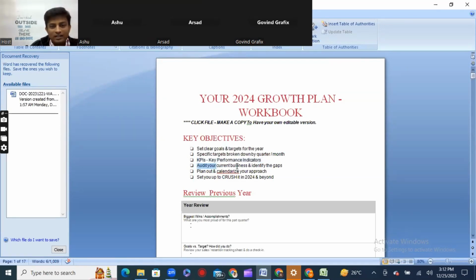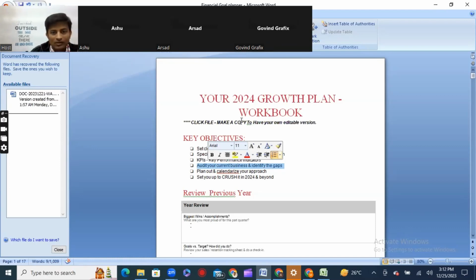Then we will audit the current situation and identify the gaps. We will constantly audit our goals, that is tracking. So where is our current situation and where do we want to go, we will track. I will share the exact sheets where you can track it, the exact calculator, everything. We will plan and calendarize your approach. Once you are clear with your goal, it's very easy to plan your calendar for the year. So what will be your action plan? You can plan it for the year.